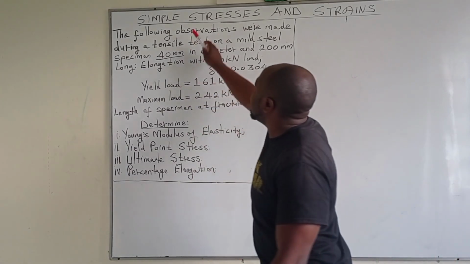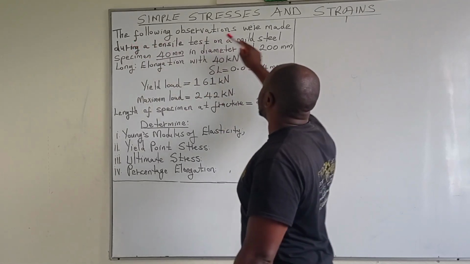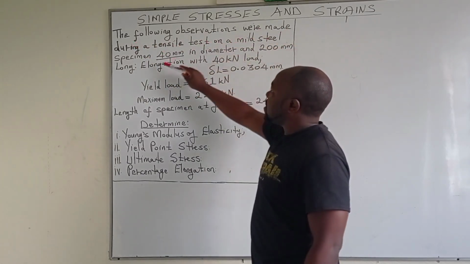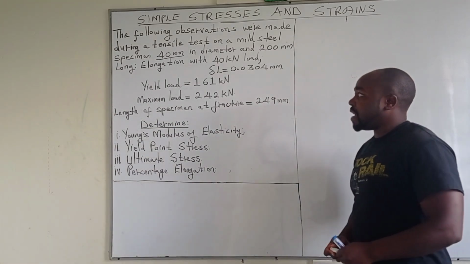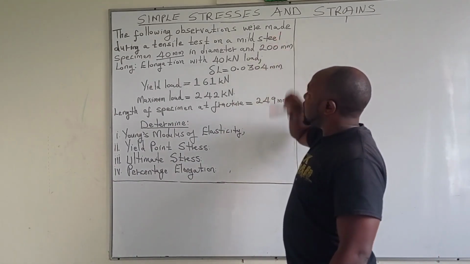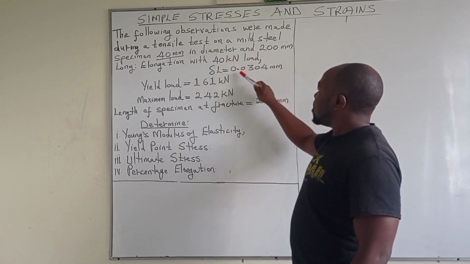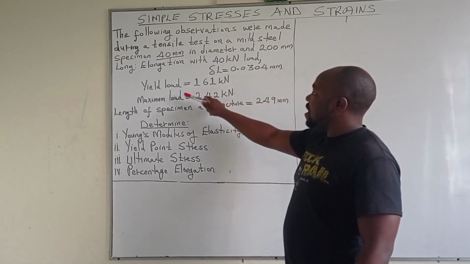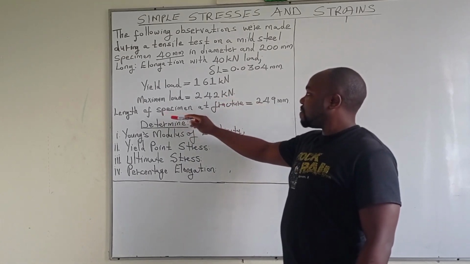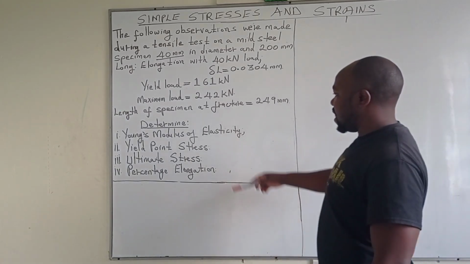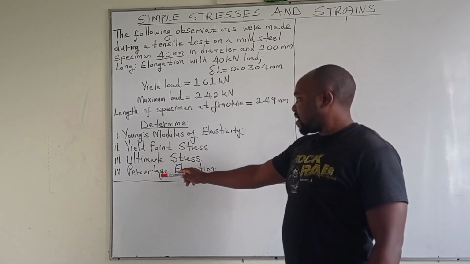Now today we are going to look at simple stresses and strains, and we have a question here that says as follows: the following observations were made during a tensile test on a mild steel specimen 40 millimeters in diameter and 200 millimeters long. The observations made were as follows: elongation of the specimen with 4 kilonewtons load 0.0304 millimeters, yield load 161 kilonewtons, maximum load 242 kilonewtons, the length of specimen at fracture 249 millimeters. Determine Young's modulus of elasticity, yield point stress, ultimate stress, percentage elongation.